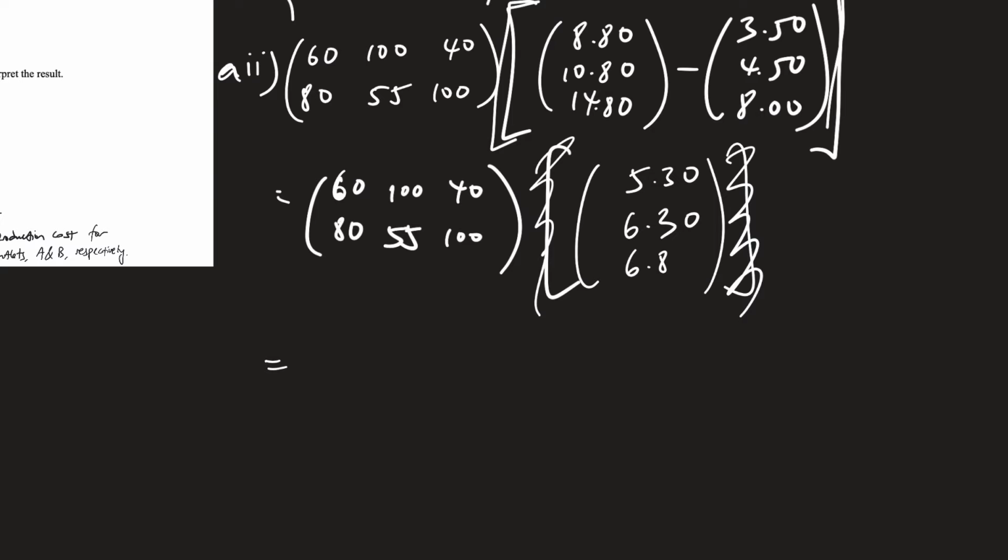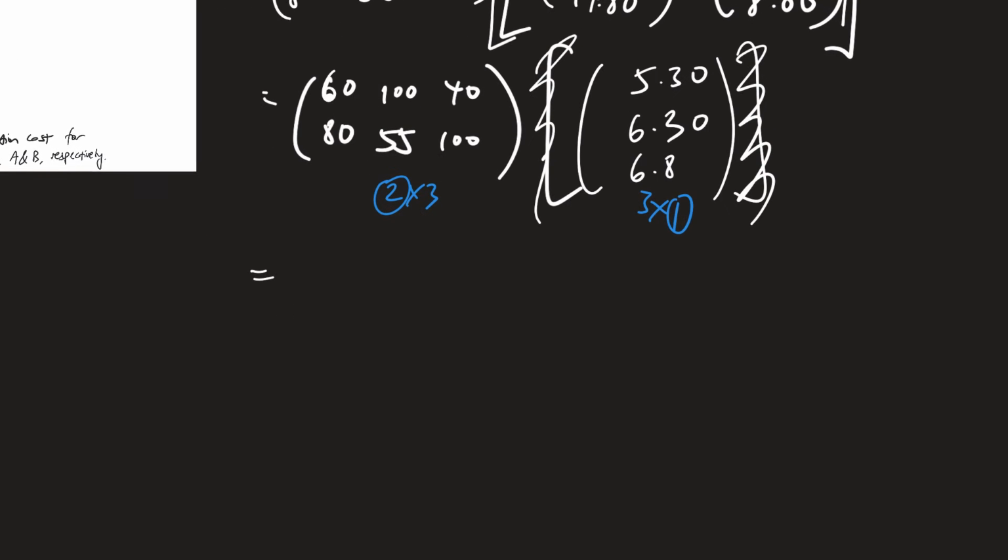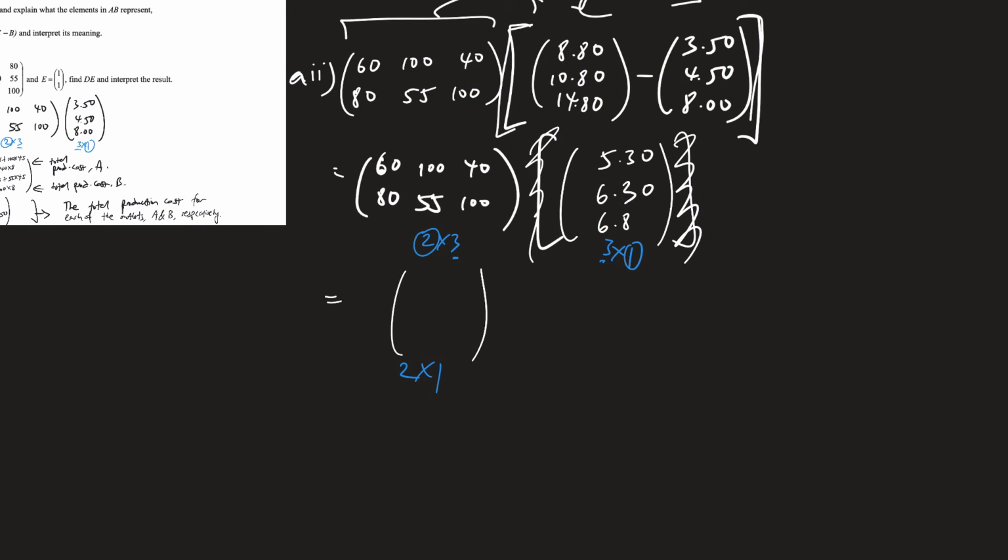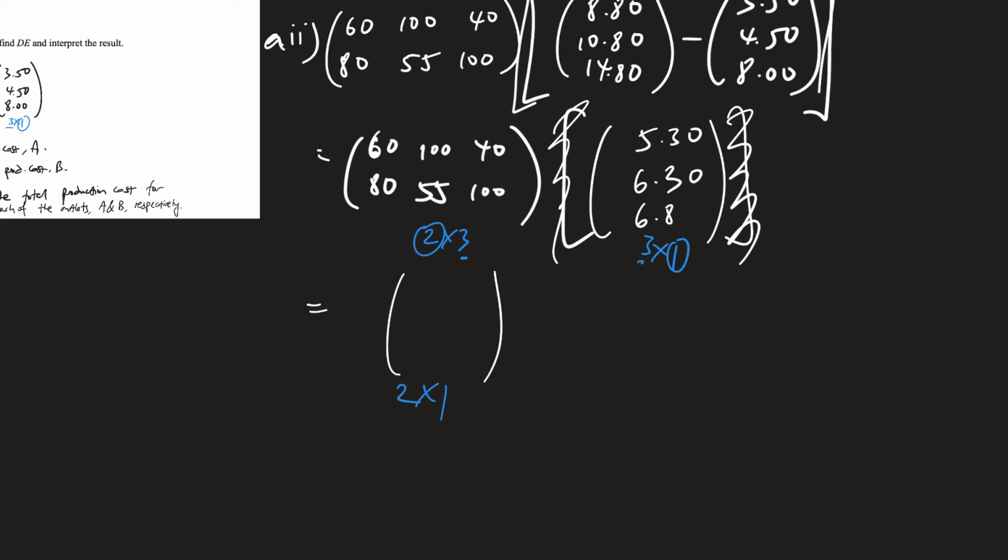So this is a 2 by 3. This is a 3 by 1. So my final matrix is going to be, these are the same, so the final matrix is going to be a 2 by 1. 2 rows, 1 column. So this is first row, first column, first row, first column. This is going to be, and let's create some space.